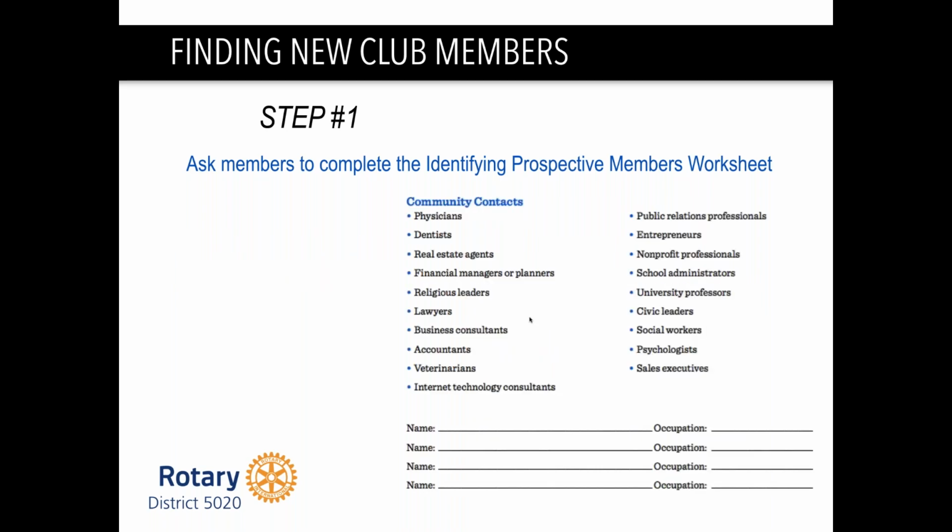Then you're going to have members list their community contacts. These are professionals they may see off and on, like their dentist or lawyer, or someone they've met through networking, or maybe someone whose service they've used. And again, these are people that would make good members of your club.